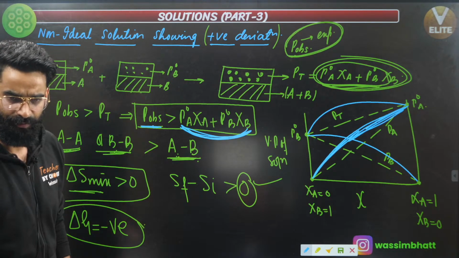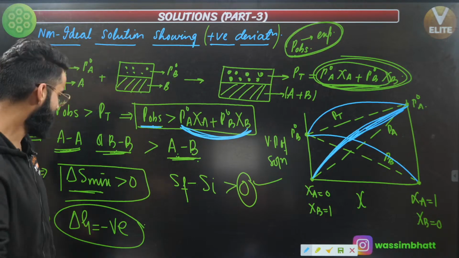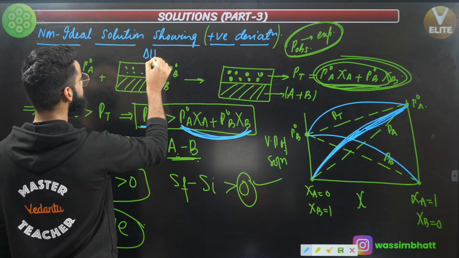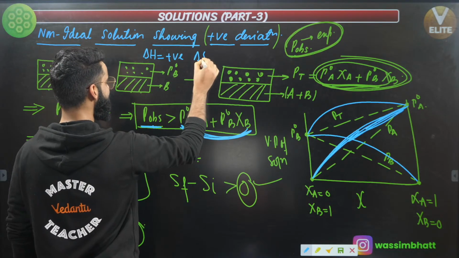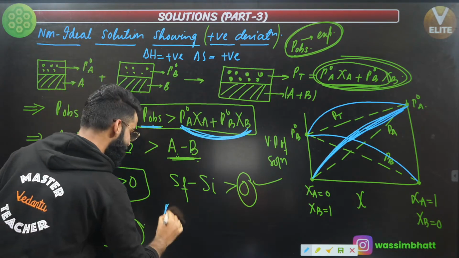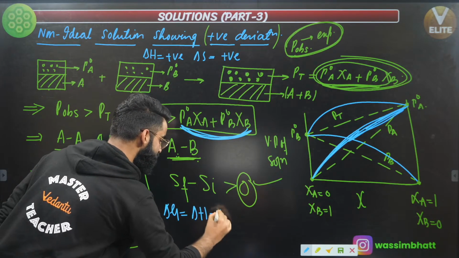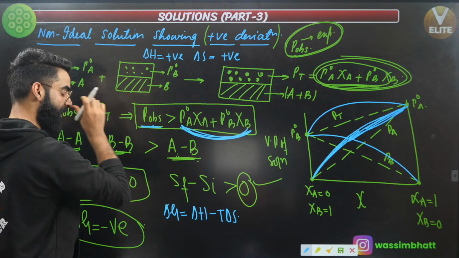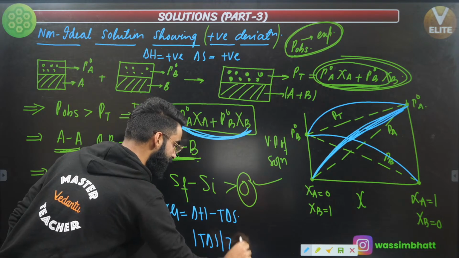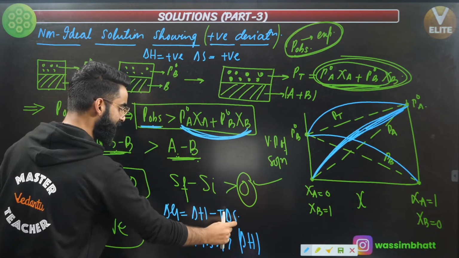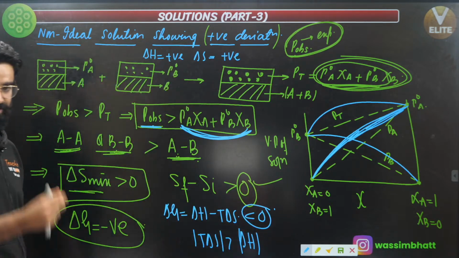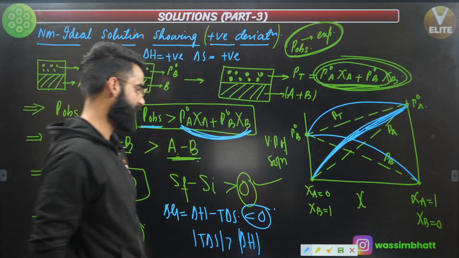Well, Karthik is asking, sir, how is delta G negative? Karthik, it's simple. First of all, in this process, delta H is positive, and delta S is positive as well. Delta G is equal to delta H minus T delta S. Remember, in case of the solution showing positive deviation, the magnitude of T delta S is greater than the magnitude of delta H. That's why your delta G comes out to be negative in this process. Remember this, correct? Now let's move on.